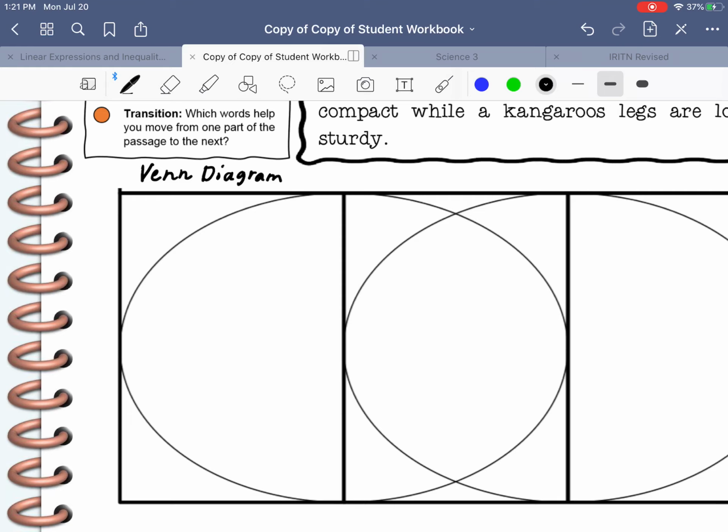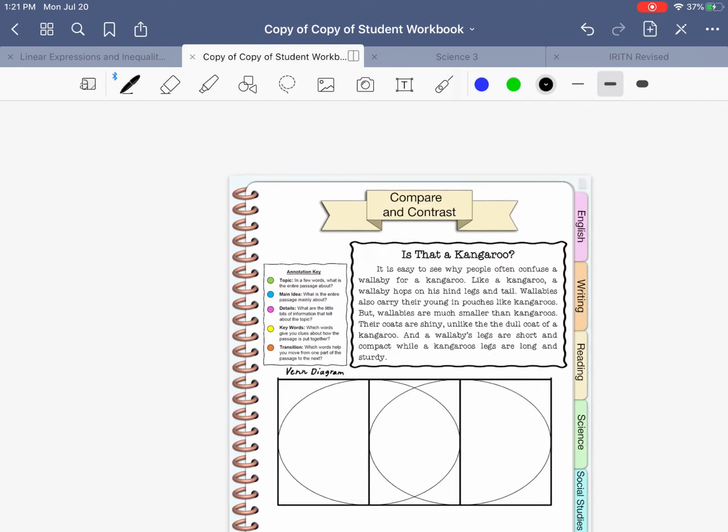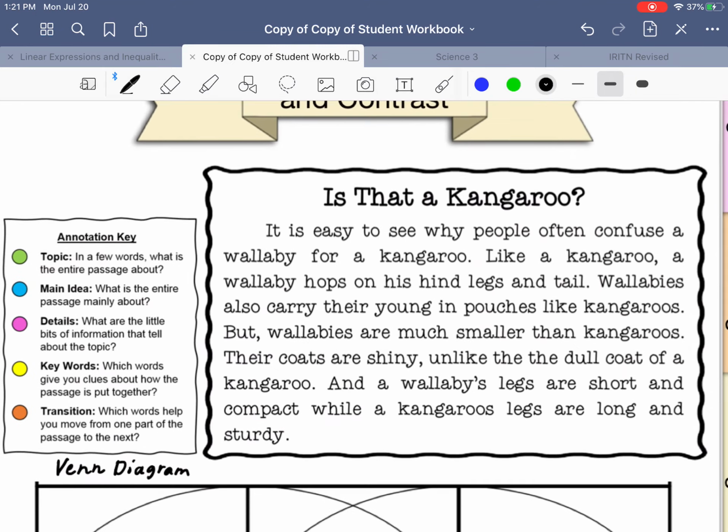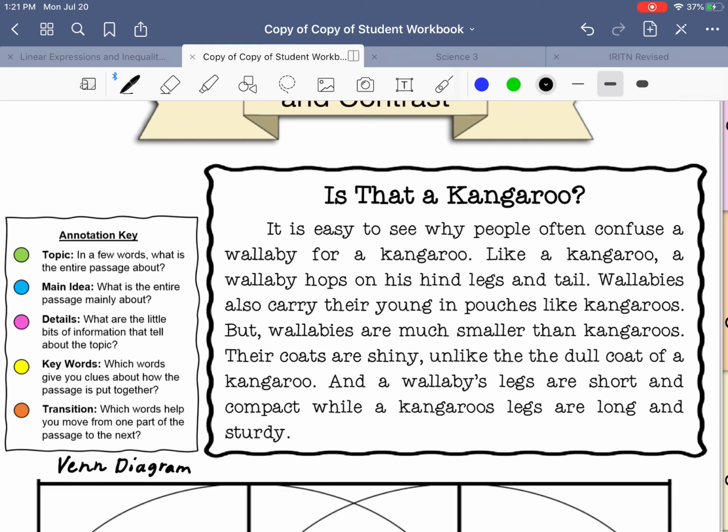And I want to read the passage first. We'll do our annotation as always, and then I'll show you how the Venn diagram works. So this is continuing the story about kangaroos that we've been working with. This one is called, Is That a Kangaroo?